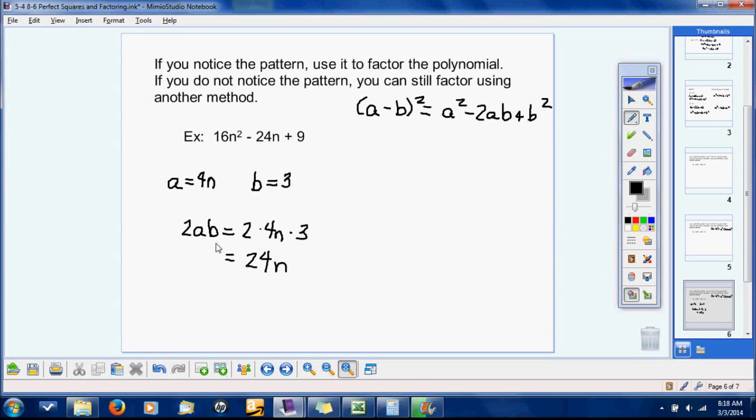Okay, now that we found that that's true, we can use this format, this template, in order to factor. Okay, so this is double what these two happen to be when you multiply them. So let's back up this process. A is 4n. B is 3.